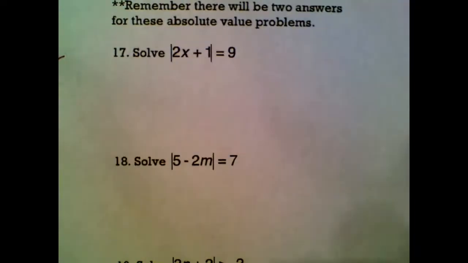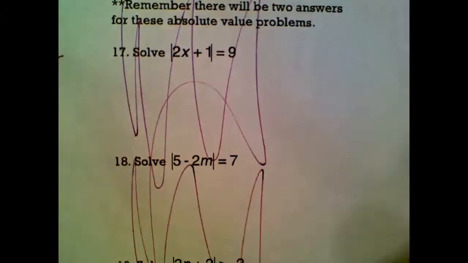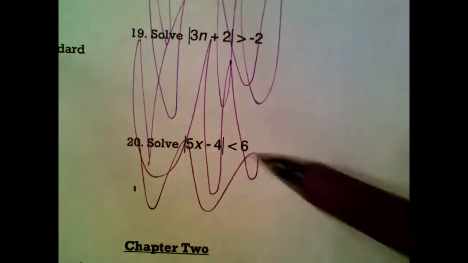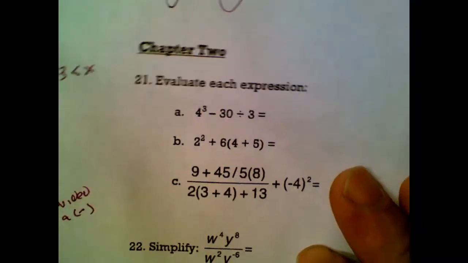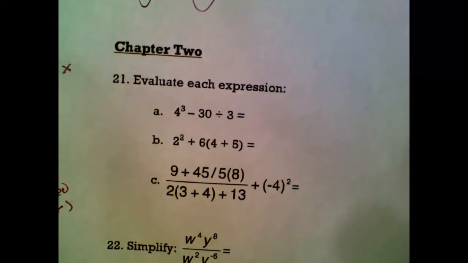Okay, moving up to number 17, 18, 19, and 20. Guess what, guys? I didn't teach this to you. Remember, there'll be 2 answers, so we can skip these right here. Skipping all those through 20. Don't do them. Okay. Going on to chapter 2. Oh, man. Okay. So chapter 2 is evaluate each expression.